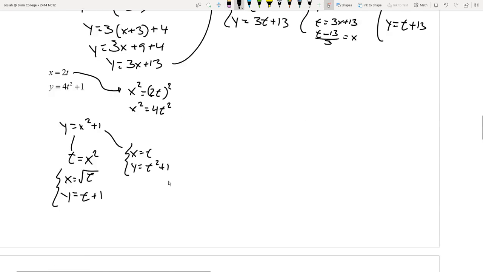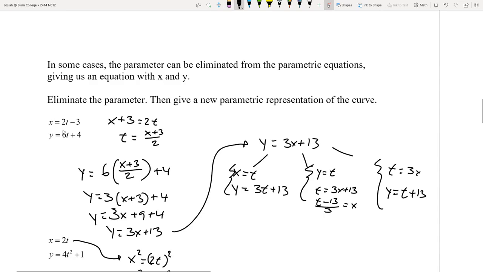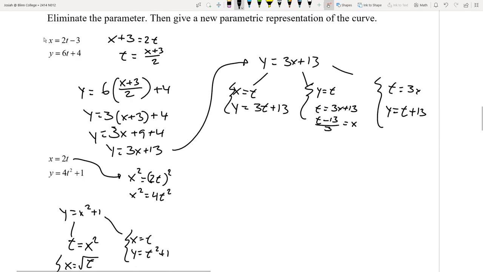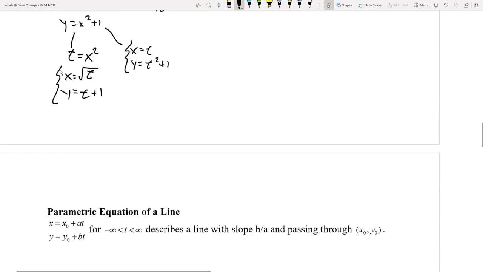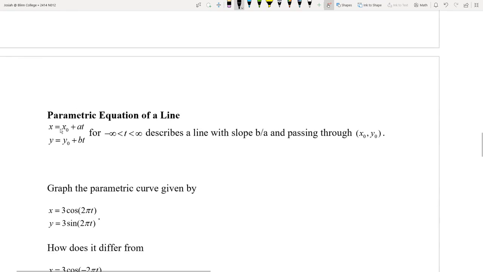So in general, if we have this kind of group of things, notice that in the linear case, we had number times t, plus or minus a constant. That's going to be part of our line. It's always going to be a line. So a parametric equation for a line looks like that.